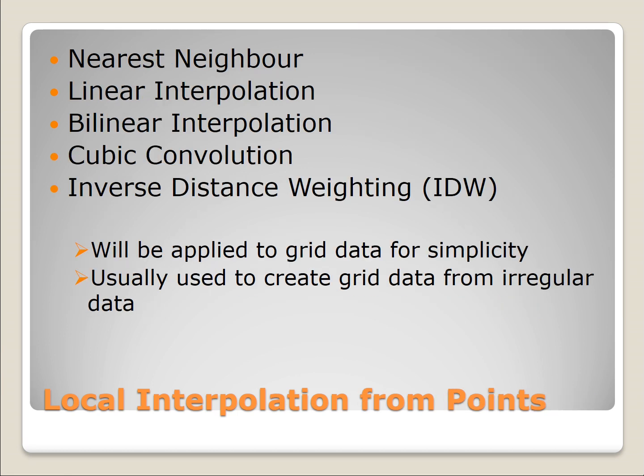So like I said, we're going to look at these 5 types of local interpolation. We have nearest neighbor, linear interpolation, bilinear interpolation, cubic convolution, and inverse distance weighting. Mathematically, you will need to know how to do nearest neighbor, linear interpolation, and IDW. The other 2, if you know what they are, then that's great.